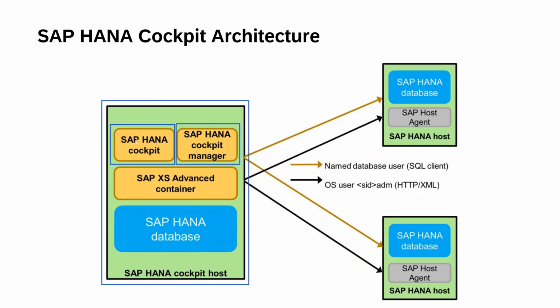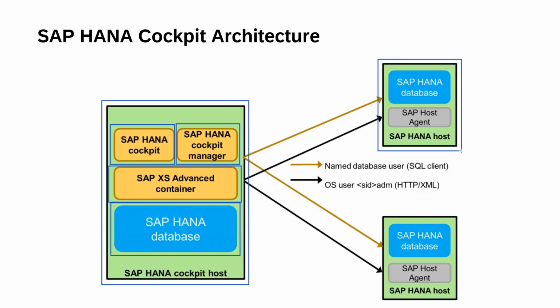So one is your SAP HANA Cockpit. Second is your Cockpit Manager. Third is the platform on which the application is developed, SAP XSA, Extended Application Services Advanced. This is the container where all your code is interpreted and executed. And below that, you have the backend platform, which is your HANA database. So these are the different components of your SAP HANA Cockpit.